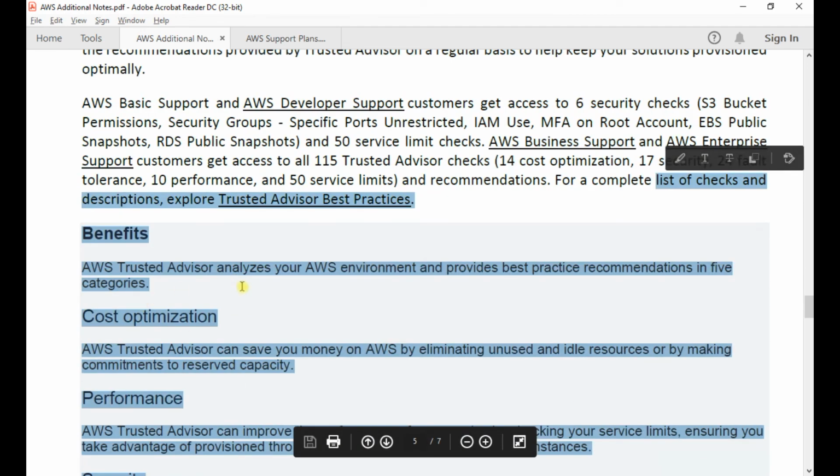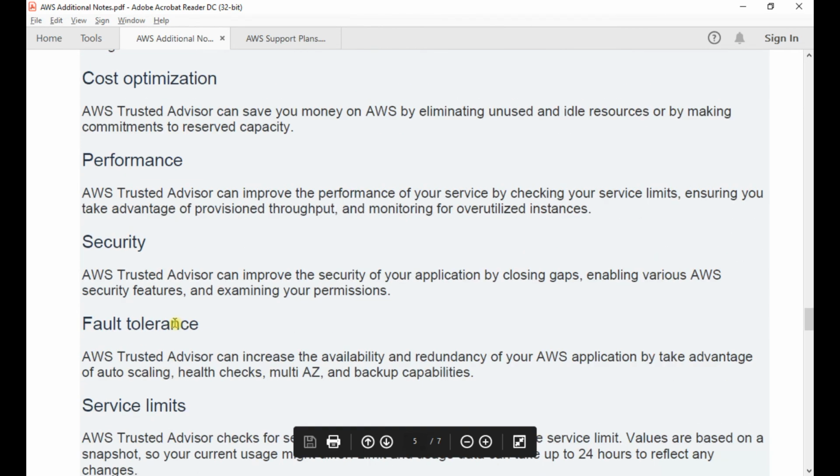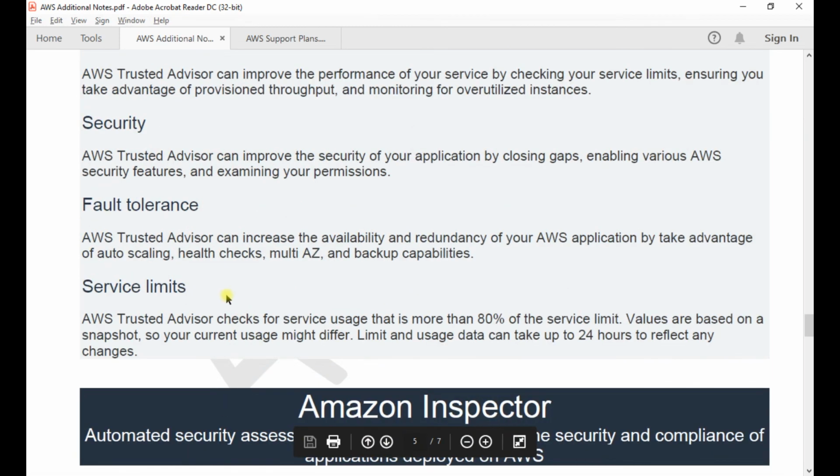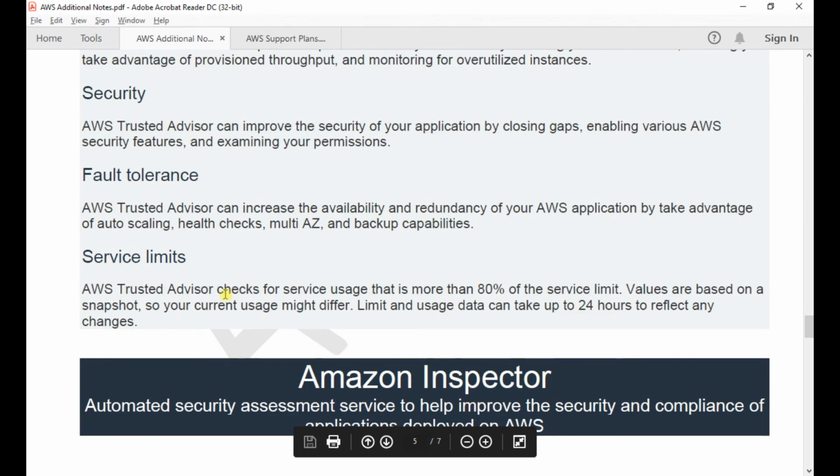So the benefits, as I mentioned: cost optimization, performance. These are the 5 pillars which we already spoke about earlier: performance, security, fault tolerance, and service limits. This is about Trusted Advisor. This is also one of the security services.